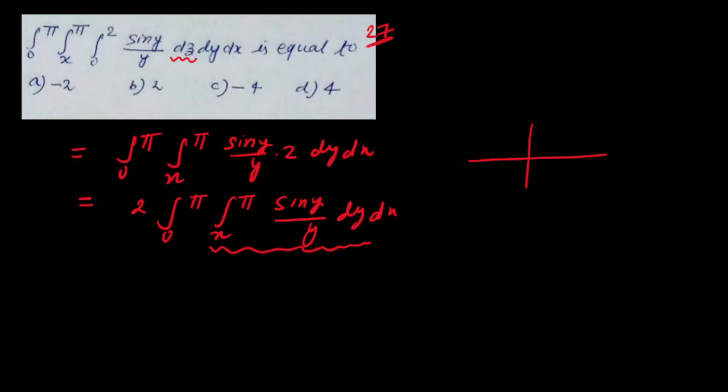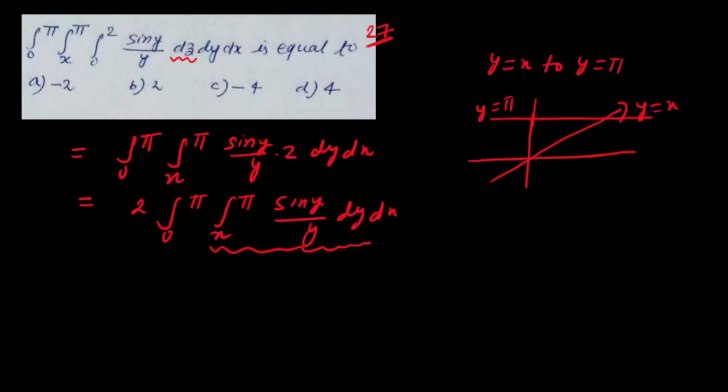This is the limit of y, so y is equal to x to y is equal to pi. So y is equal to x means what? We have to take y is equal to x, that is the straight line. And y is equal to pi means a line parallel to x axis. So suppose I call the line y is equal to pi. So they have taken a vertical strip kind of thing, because it is starting at y is equal to x and going up to y is equal to pi, and they are moving it from 0 to pi because x and y, so this is also pi. So we have to cover this region.